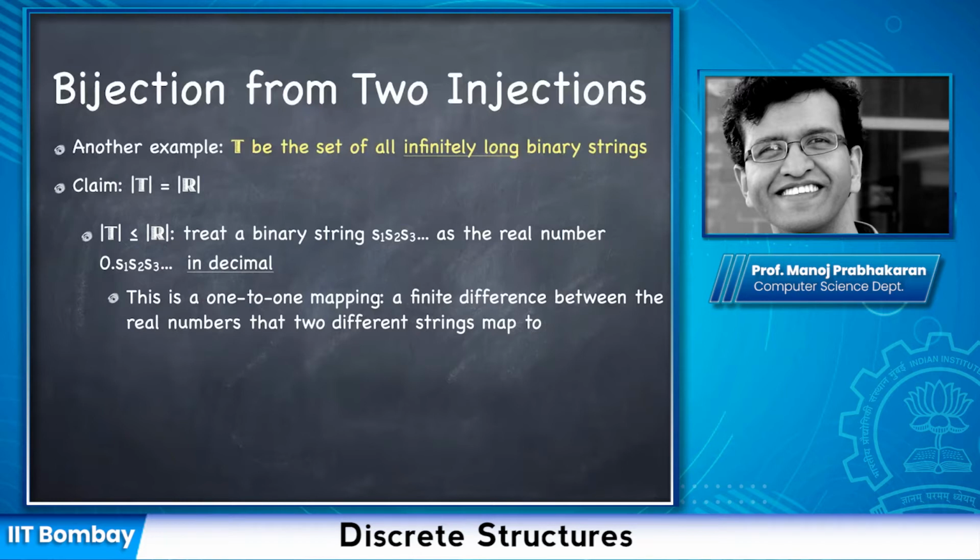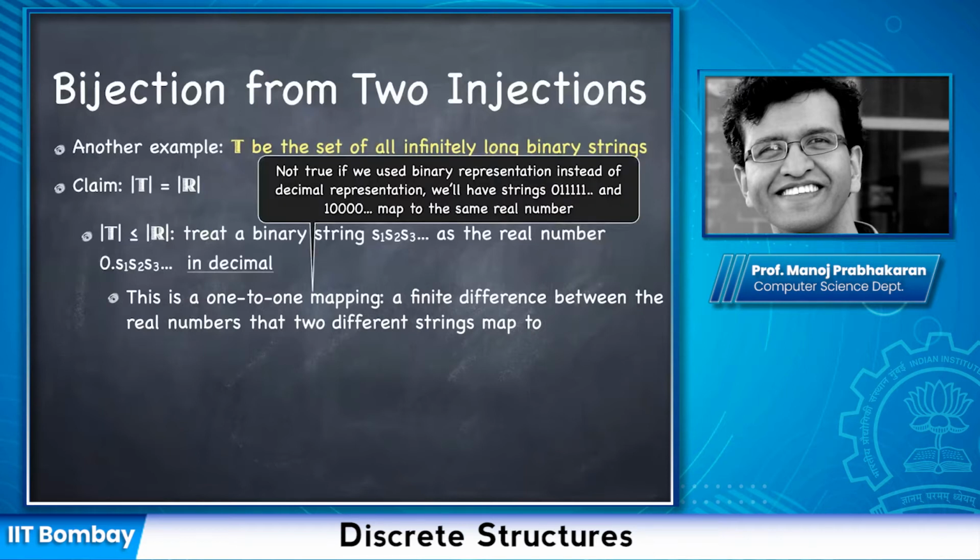So even if one of them is 0.1111 and the other is 0.1000, there's a substantial difference between the two, right? In particular, it's at least 0.05 away. So these are two different real numbers because there's a finite gap between them. So that's why there's a one-to-one mapping. Here I consider two bit strings that differ at the first position, but in general they differ at some position, and then I can get a gap between the real numbers they map to.